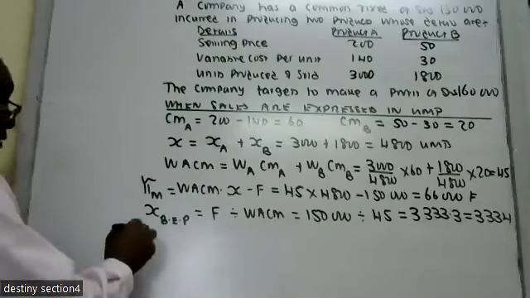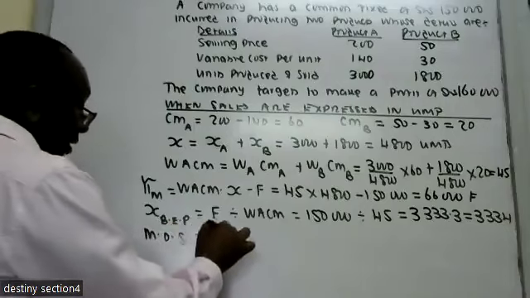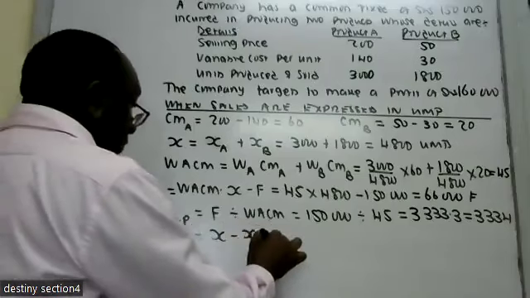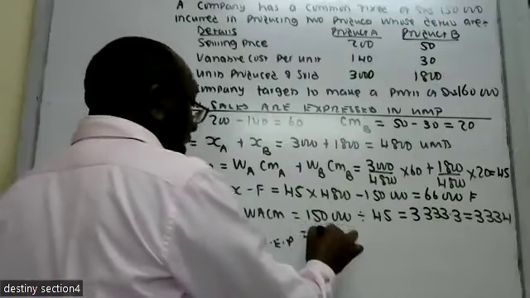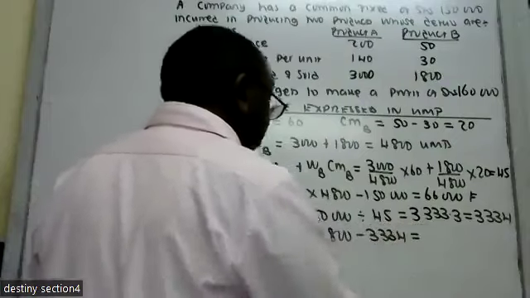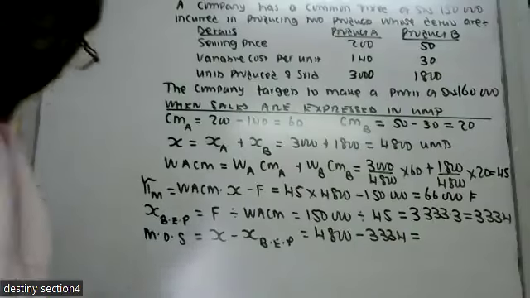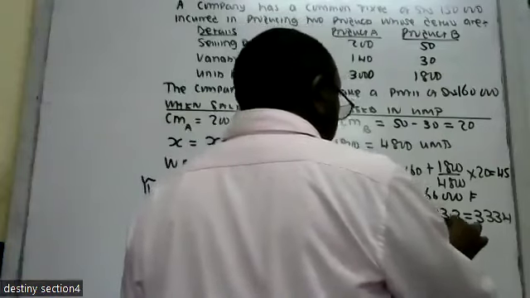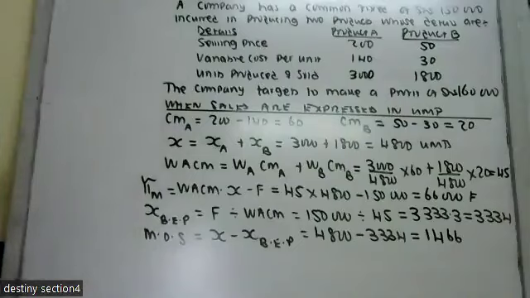All right. The next thing is to get the margin of safety. The margin of safety is X minus the break-even point. Our X is 4,800 and the break-even is 3,334. So 4,800 minus 3,334 is 1,466 units.